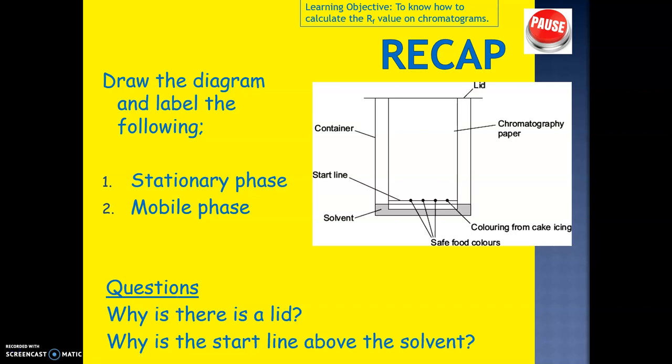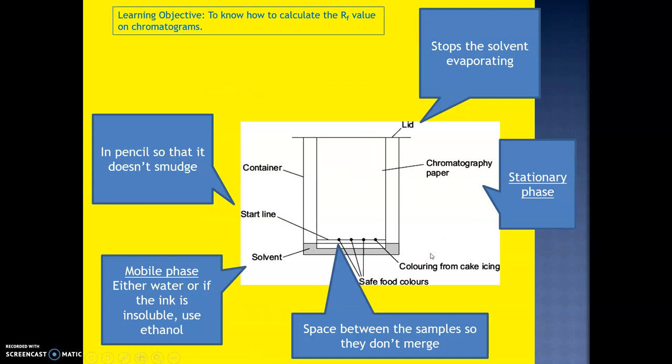Okay, your 5 minutes up there, guys. Can you please make sure you've got another coloured pen and pencil now to self-assess these? So start off with the stationary phase. That is, of course, the chromatography paper here, so just labelled there on the right-hand side. And then the mobile phase is, of course, either water, which is a solvent, or the ink if it is insoluble, which is often used ethanol instead. So ethanol is often used instead of water if the ink is insoluble. But you will always be notified of that in the GCSE exam.